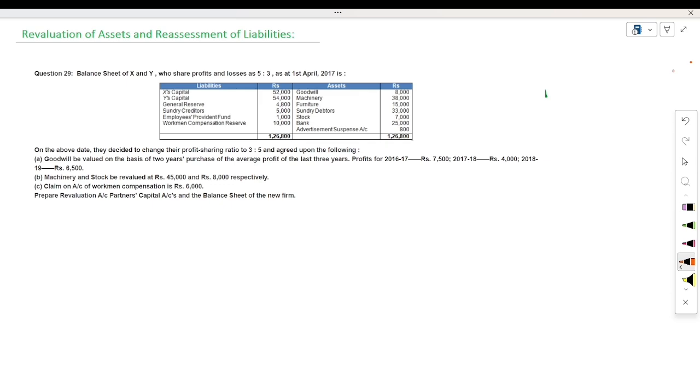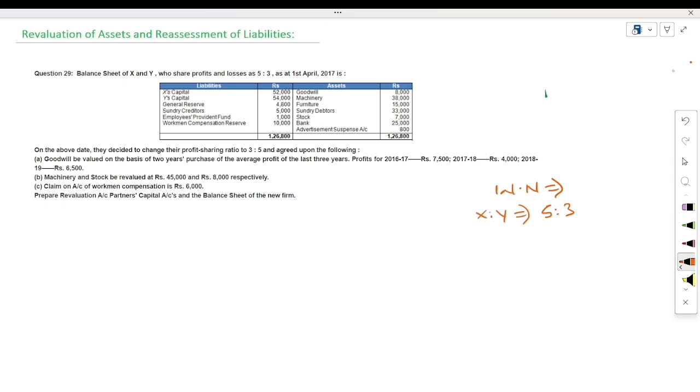Here the balance sheet is given. Here are two partners, X and Y. Their profit sharing ratio is 5:3. We have to make a working note also for each of the calculation parts. On 1st April 2017, X capital account, Y capital account, general reserve, sundry creditors. On the asset side, goodwill, machinery, furniture, debtors, stock, bank balance, advertisement, suspense account. All these are mentioned here.